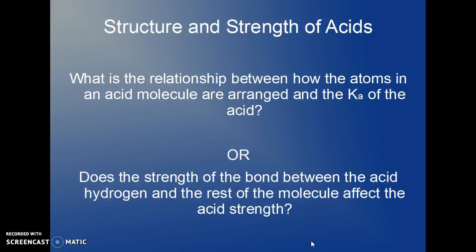In the next video, you will study the structure of acids and how strong they are, what their pKa is.